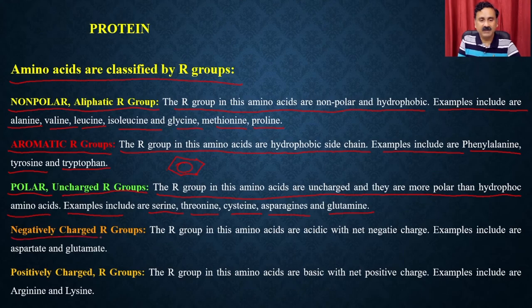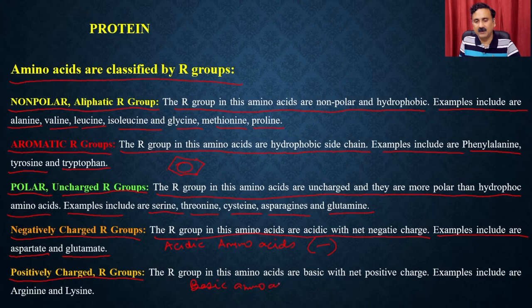Then we have the negatively charged R groups, which are called the acidic amino acids because they are going to impart the negative charge to the protein. So the R groups in these amino acids are acidic with a net negative charge. Examples are aspartate and glutamate. Then we have the positively charged R groups, and these amino acids are called the basic amino acids. They are going to give you the positive charges, and the R groups in these amino acids are basic with a net positive charge. Examples include arginine and lysine.